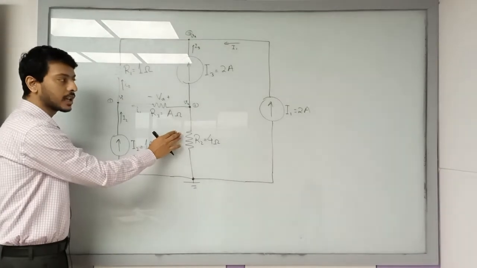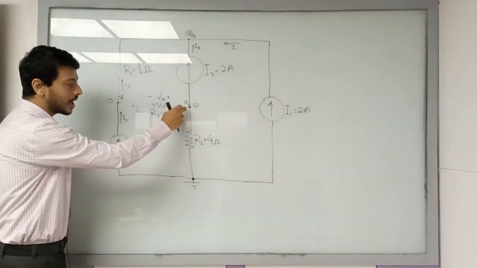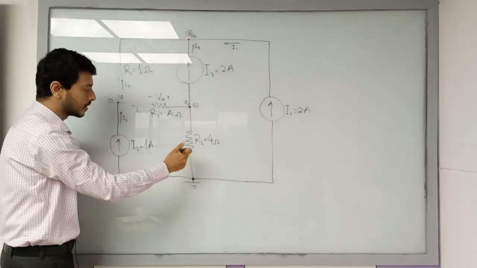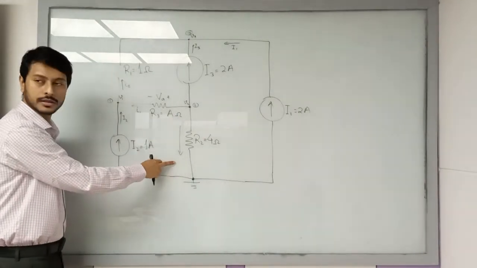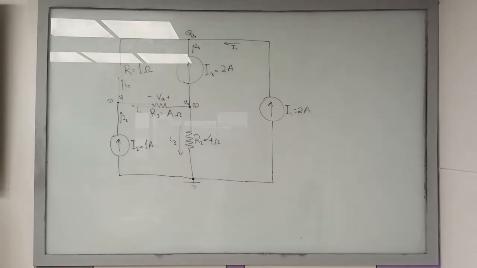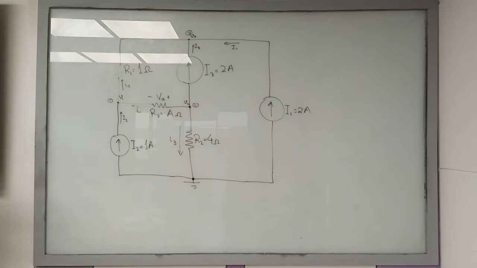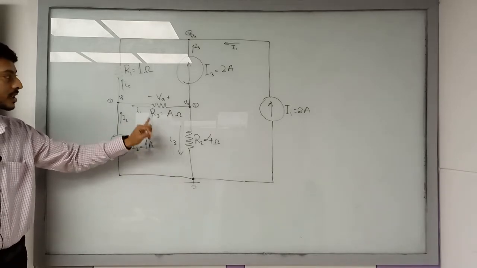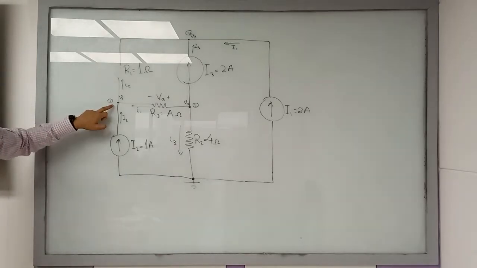And also you have to name the current through this branch. This is the only branch left out, right? So you have to name this current as well. This is the higher polarity and this is the lower polarity, so the current must flow in this direction, from higher potential to lower potential. I am naming it as small i3. Is it okay? You can name them by any names. You can name them IA, IB, IC, any name. It doesn't have to be small i1, i2, i3. You understand?